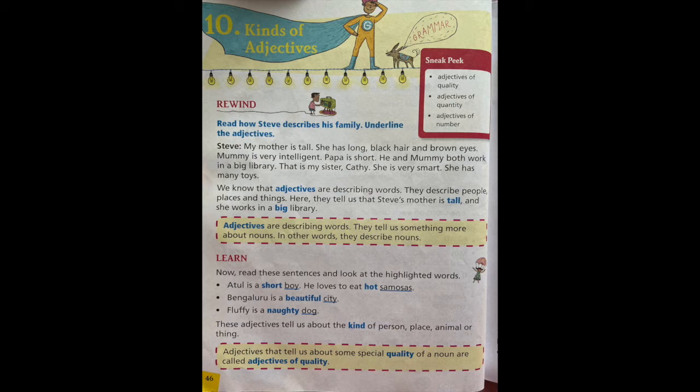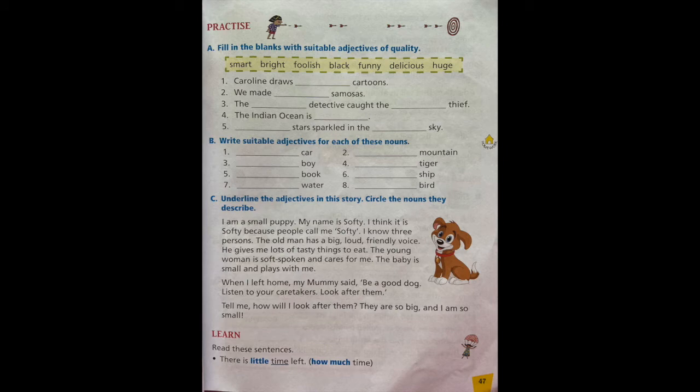Okay, now based on this, there is an exercise on page 47. Let's proceed. Fill in the blanks with suitable adjectives of quality. There are some adjectives of quality given in the box. We have to fill them correctly. What are the words? First, let's read that. Smart, bright, foolish, black, funny, delicious, huge. First one, let's read. Caroline draws dash cartoons.